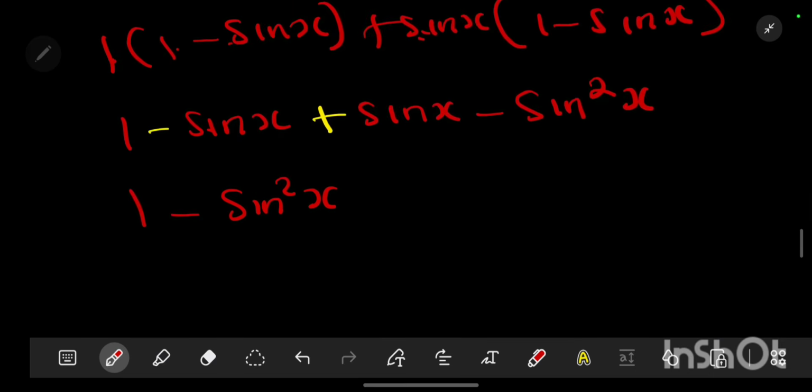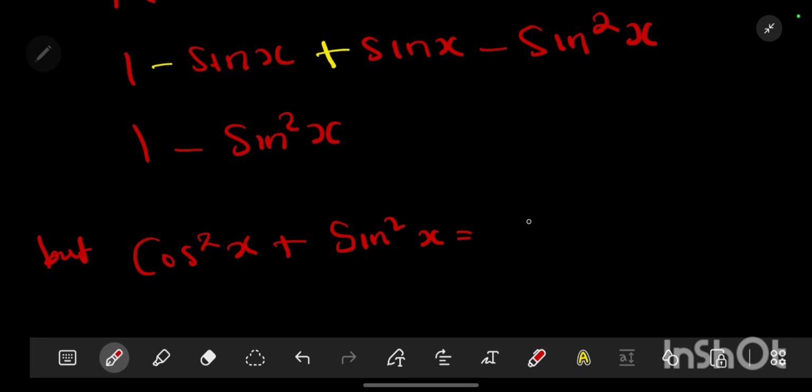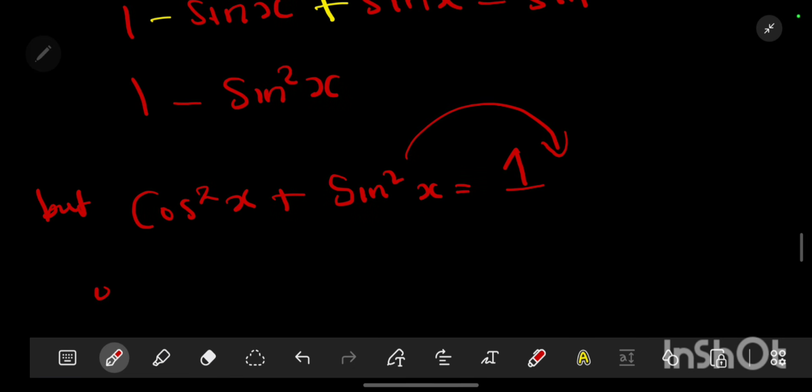Now, if you recall, cos squared x plus the sine squared x should be equal to positive 1. So this means that if this goes this side, therefore the cos squared x is equal to 1 minus the sine squared x.